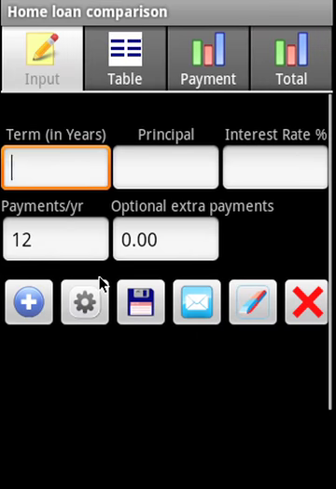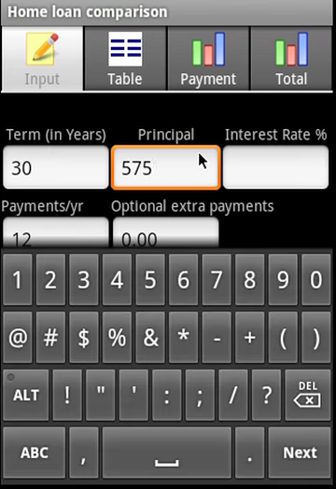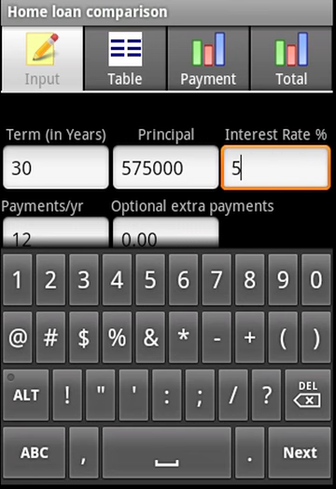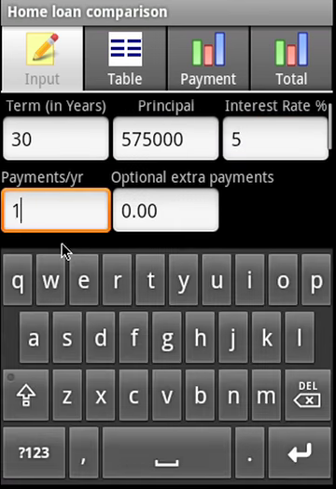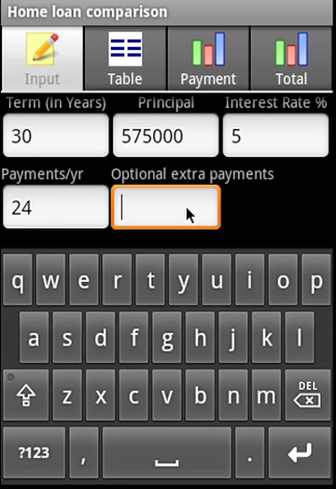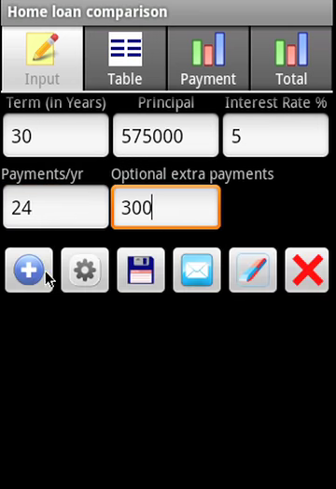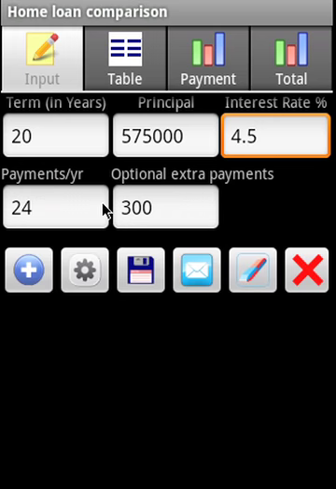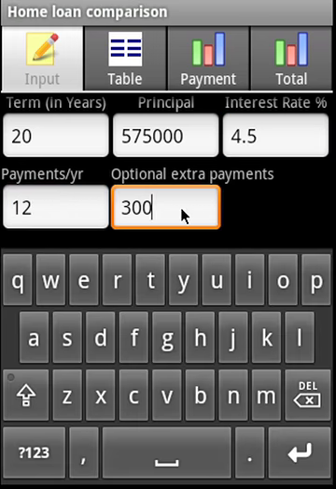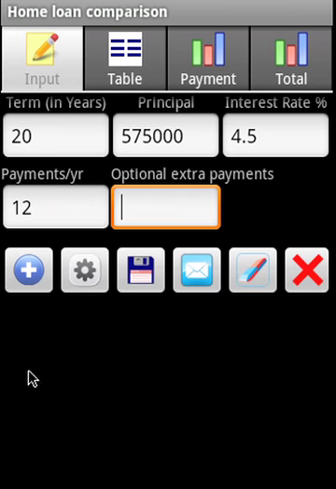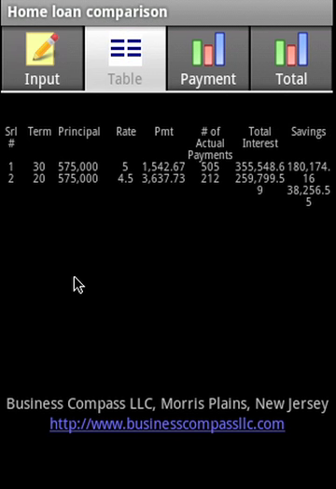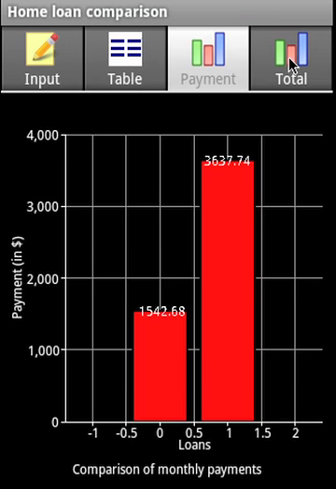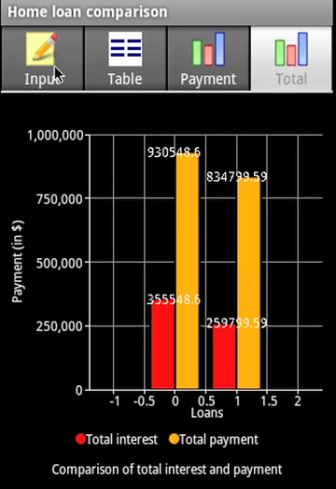Now we can actually compare one or two or more loans, say 30 years and 575, and your 5% interest rate. Say we are paying twice a month and extra 300. We added that. So now let us say you took a 20-year loan at 4.5, and we are basically making 12 payments a year, and we're not making any extra payments. So we add that and we compare. So this is how they compare, and this is how the payments look like. This is how the total payment and total interest look like.